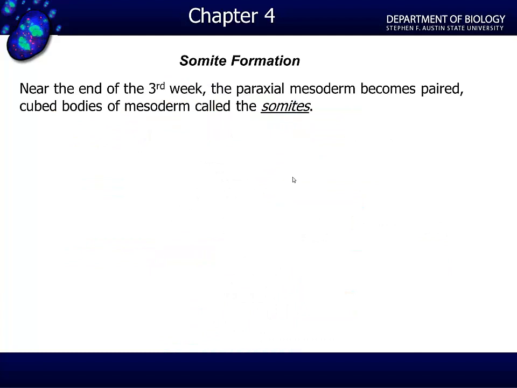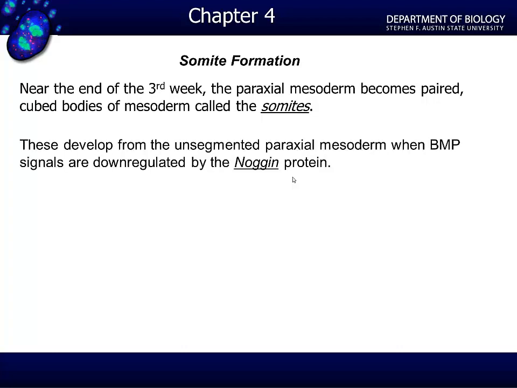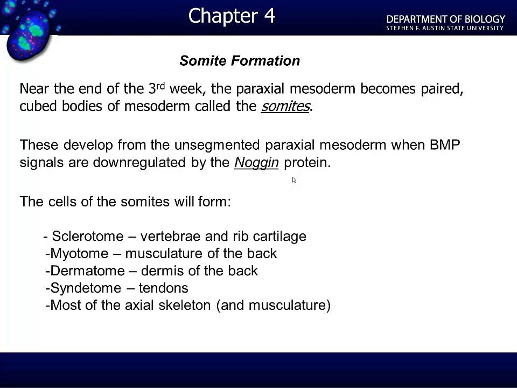So somite formation, near the end of the third week, we are going to begin to see somites produced. And again, like much else, the molecular mechanisms driving this, even before we see them histologically, we're going to see that we begin to express BMPs in our unsegmented paraaxial mesoderm, and that the BMPs actually get downregulated by a transcription factor that's called noggin. As noggin downregulates BMP, that leads then to the formation of our somites.